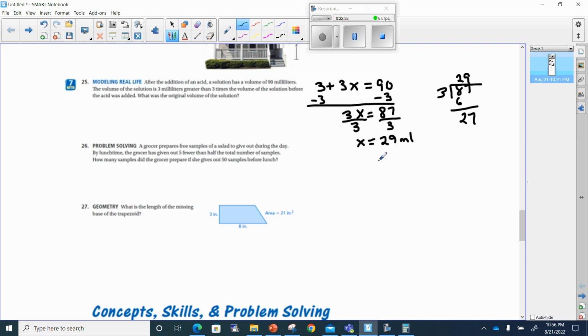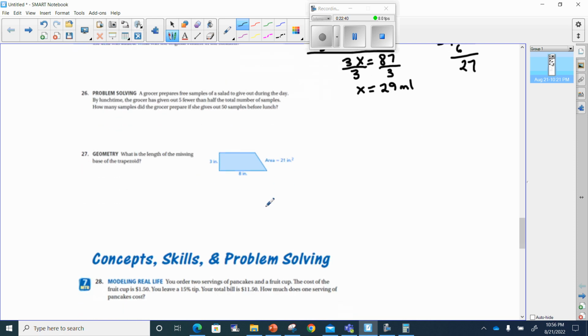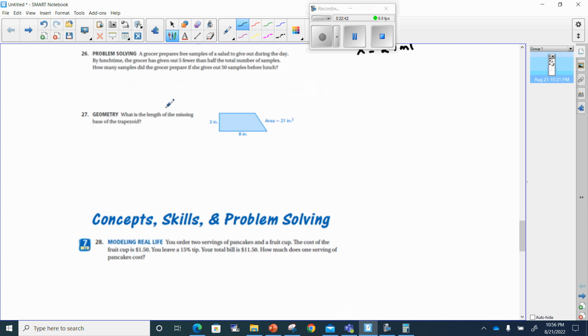All right, I'm on number 27 now. Geometry, what is the length of the missing base of the trapezoid? We want to know what is the length of the missing base. We know what this is, we know what this is. Now we're trying to find, we know the area is this. It helps to know what the formula is for a trapezoid. Yours truly just happens to know that.